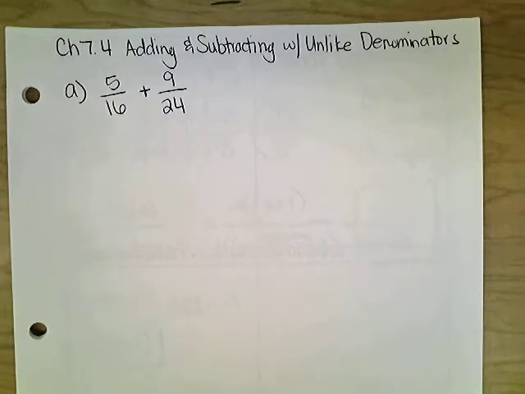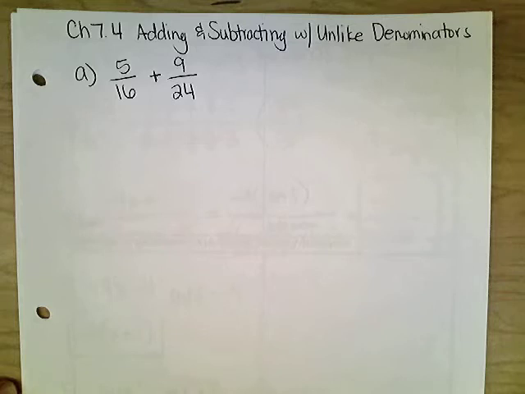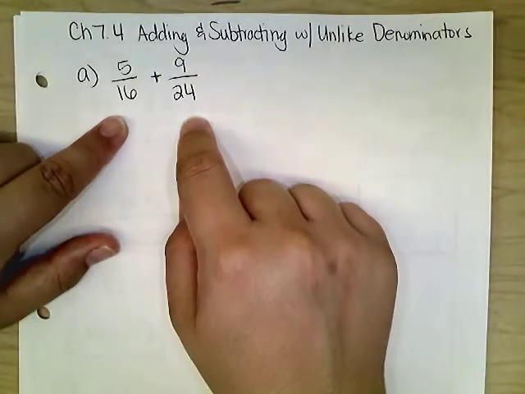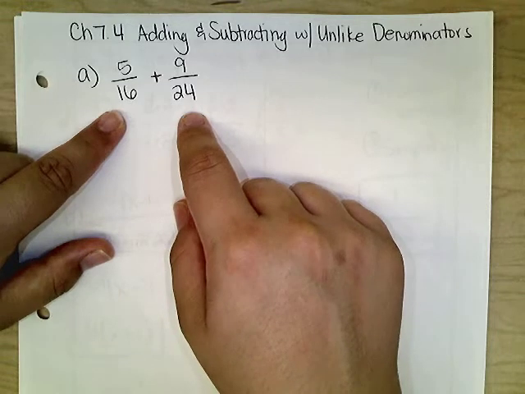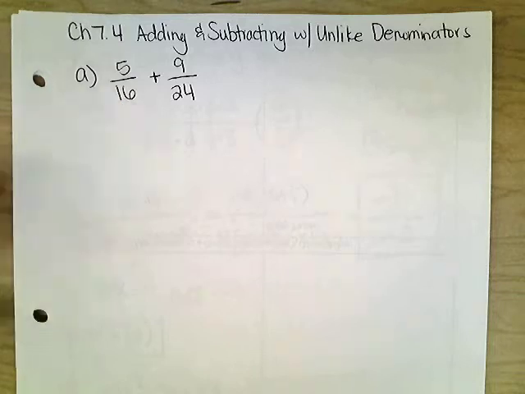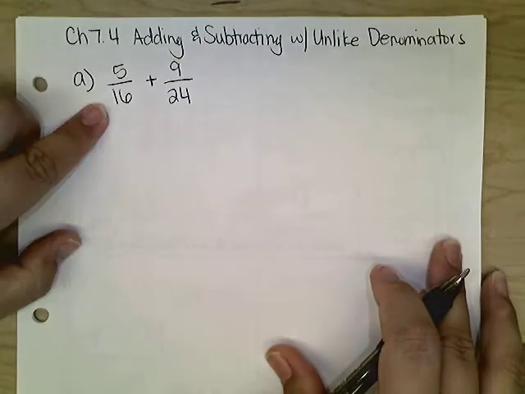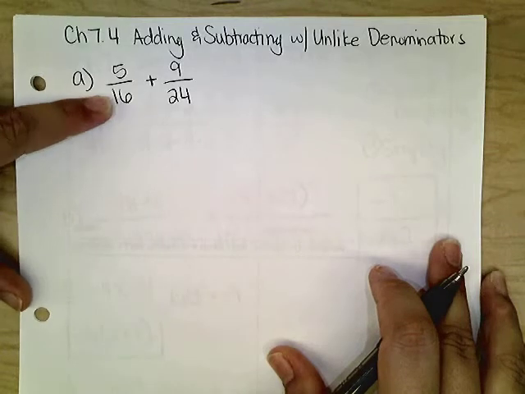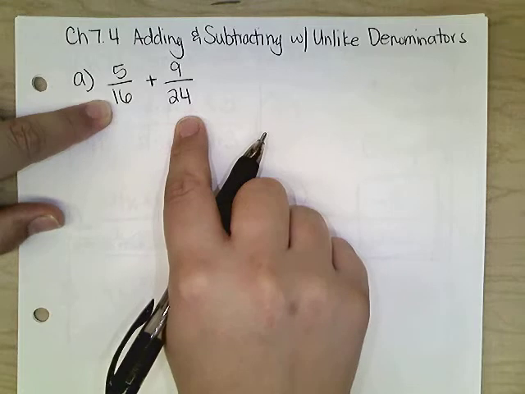Now that we've remembered how to add and subtract with like denominators, we're going to review how to add and subtract with unlike denominators. So our first step here is we want to find our least common multiple, which is also known as our least common denominator. In order to do this, I would go ahead and find what multiples they have in common.